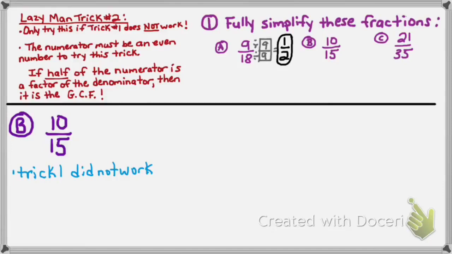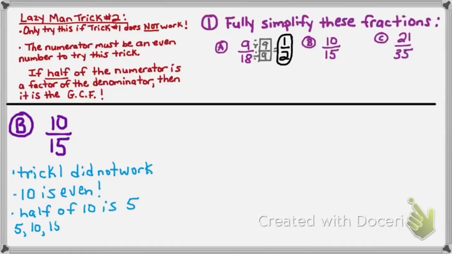The next part of lazy man trick number 2 says the numerator must be an even number to try this trick. 10 is even, so I can try the trick. And the trick says if half of the numerator is a factor of the denominator, then it's the GCF. Okay, the numerator is 10, and half of 10 is 5. So let's see if 5 is a factor of the denominator. I'll go through my 5 times tables and see if I ever get to 15. 5, 10, 15. Yes, that's my denominator, 15. Therefore, 5 is a factor of 15, so the GCF is 5.